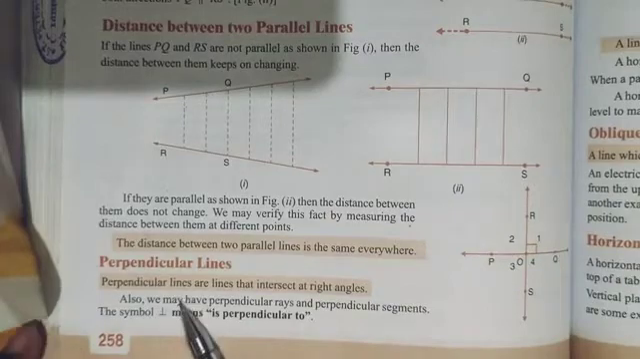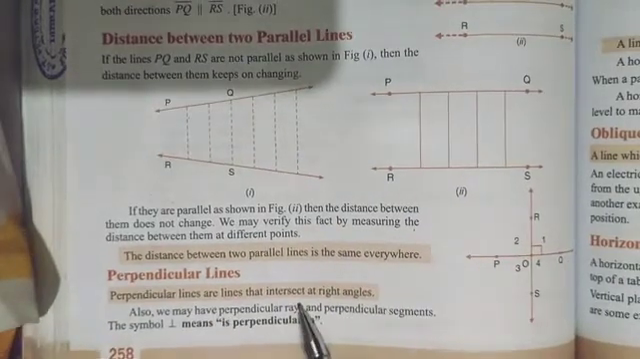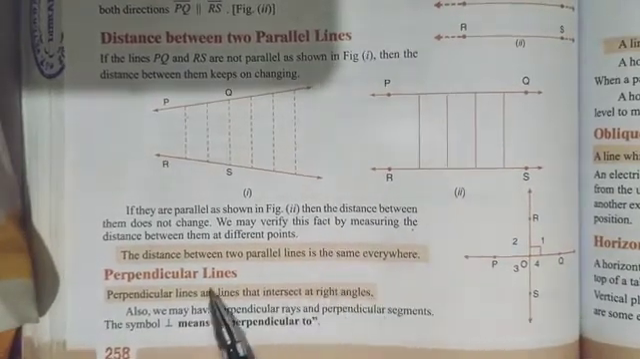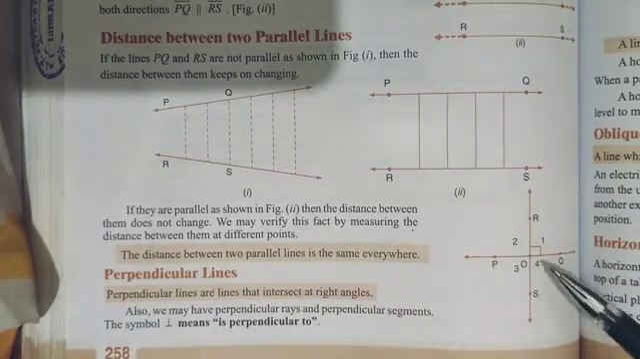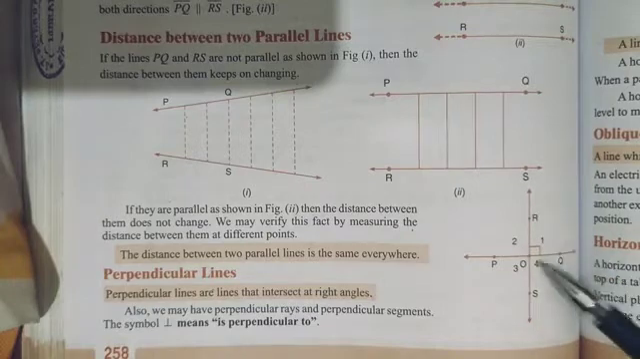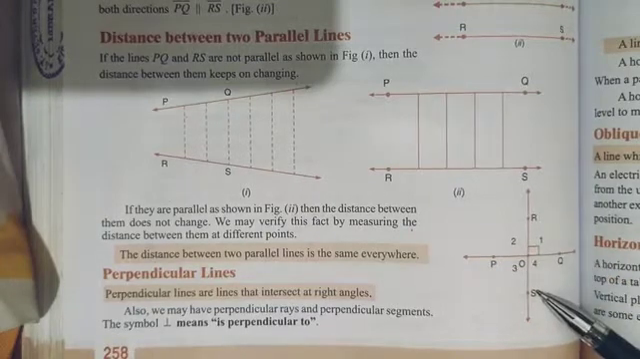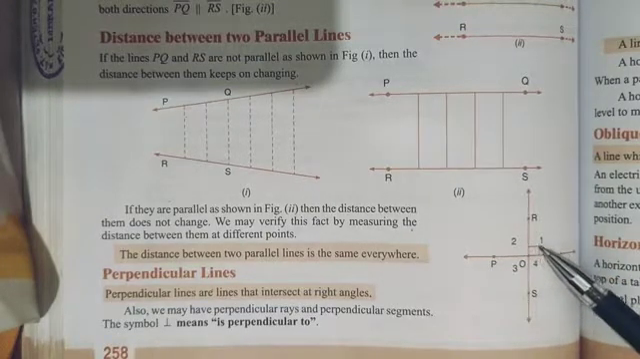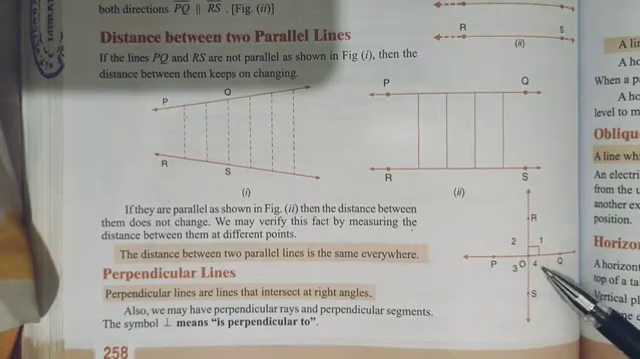Now the perpendicular lines. Perpendicular lines are lines that intersect at right angles. This means these lines will intersect each other, and at the point of intersection the angle obtained will be 90 degrees. As you can see here, PQ and RS are perpendicular to each other, and at the point of intersection the angle is 90 degrees. So four angles will be obtained here and all the angles are of the same measurement, 90 degrees.